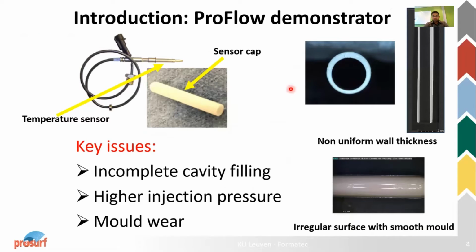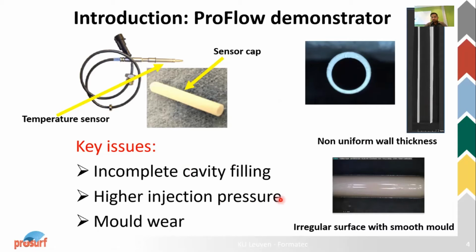As I mentioned, the demonstrator is basically a sensor cap, which is used for high temperature sensor applications. With our industrial partners, one of the key issues was incomplete cavity filling. As we can see on the bottom right-hand side, even with a perfectly smooth mold, the surface of the product was highly irregular. Even with the smoothest mold, the flowability was not improved. And we can also see that the wall thickness was not uniform. These are the CT scans of the molded products from ceramic injection molding.